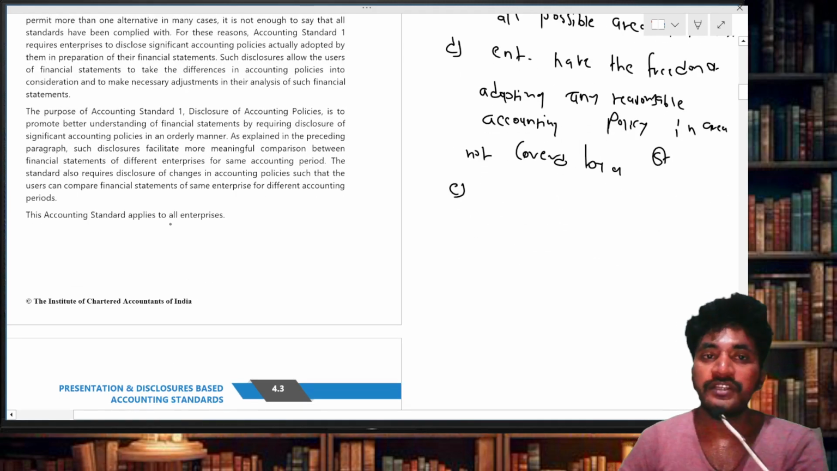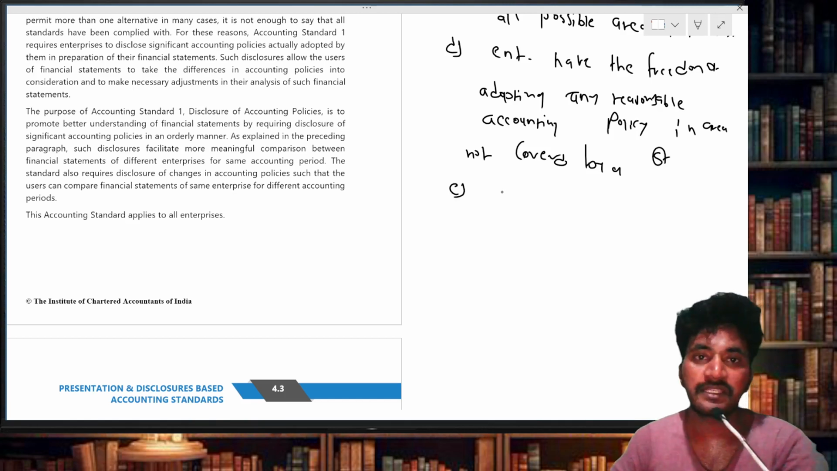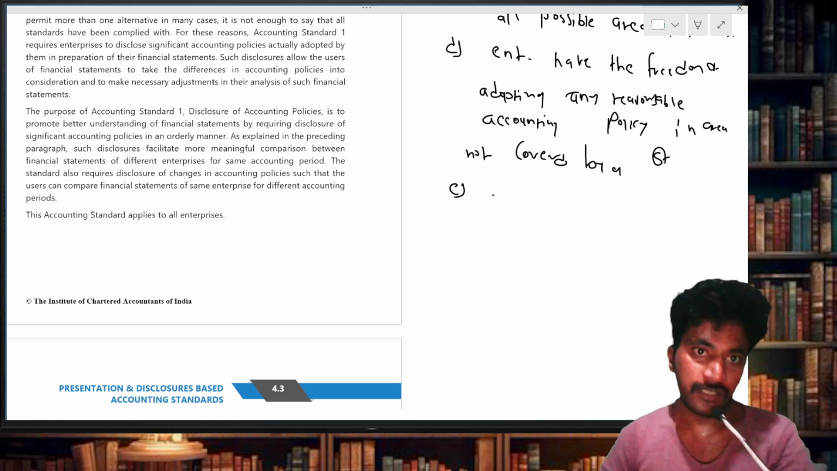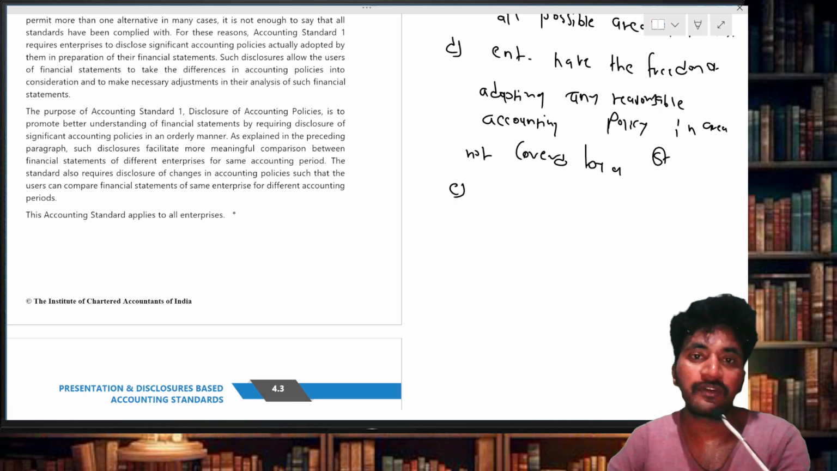The purpose of Accounting Standard 1, disclosure of accounting policy, is to promote a better understanding of financial statements by requiring disclosure of significant accounting policies in an orderly manner, as explained in the preceding paragraph. Such disclosure facilitates more meaningful comparison between financial statements of different enterprises for the same accounting period. The standard also requires disclosure of changes in accounting policies, so that the user can compare financial statements of an enterprise for different accounting periods.